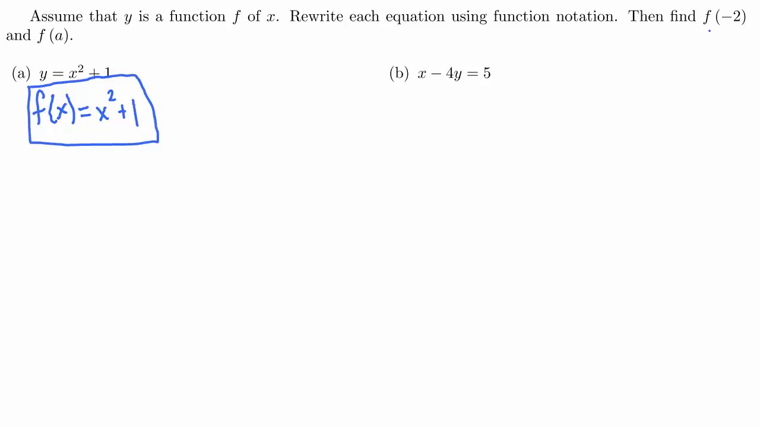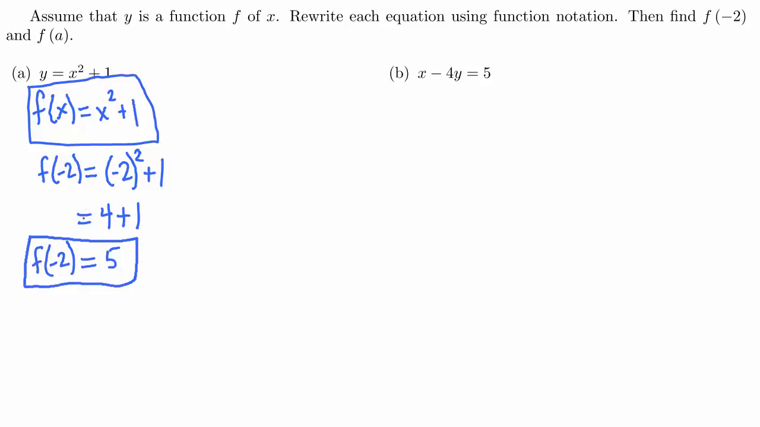Then we want to find f of negative 2. That tells me that f of negative 2 is equal to parentheses negative 2 close parentheses squared plus 1. And then I'll simplify. Negative 2 squared is 4. So it leaves me with 4 plus 1. And 4 plus 1 is 5. So that gives me f of negative 2 is equal to 5.